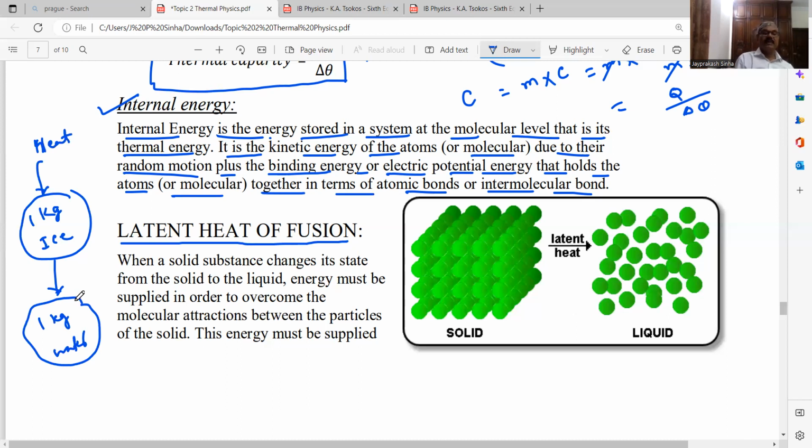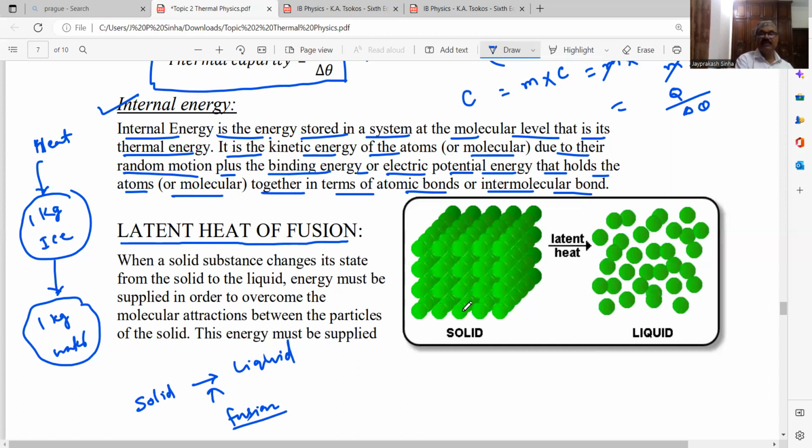Okay. And that heat will be utilized in breaking the molecular attractions between the particles of the solid. So this energy must be supplied. So here there is a change from solid state to liquid state. Solid to liquid. Okay, so this is called fusion. And the energy required, the heat energy required, that is called the latent heat of fusion.